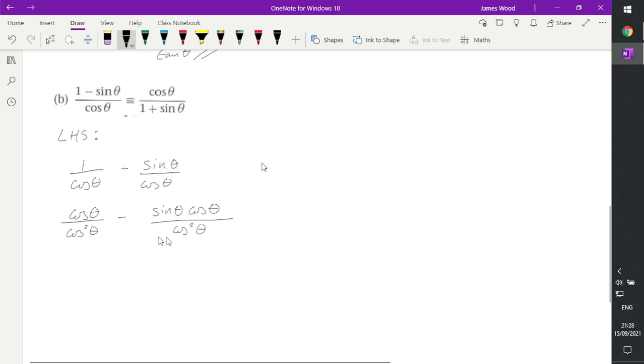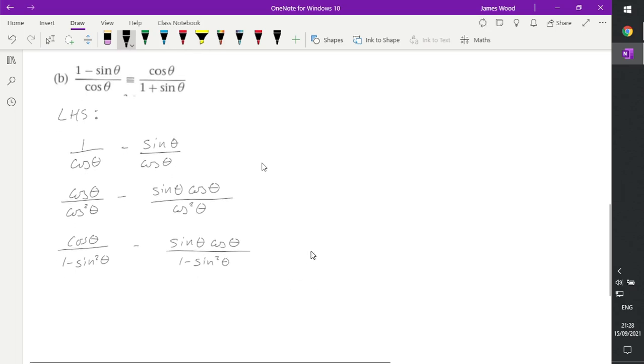Then what I can do is change my denominator into terms of sine. So I can change this to cos theta over 1 minus sine squared theta. Then I can combine these into one fraction: cos theta minus sine theta cos theta, all over 1 minus sine squared theta. I can then factor out the cos theta on top.